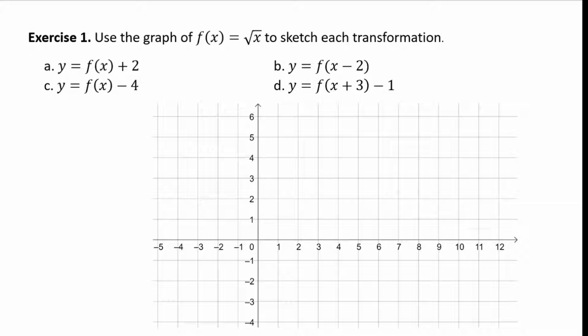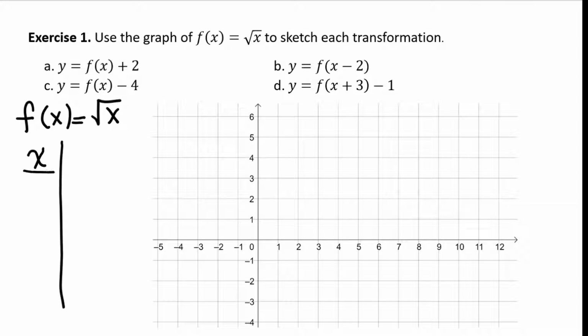Use the graph of f of x equals the square root of x to sketch each transformation. Let's begin this exercise by first getting the base graph, which is f of x equals the square root of x. Under an even root, your acceptable values have to be non-negative, so when I select my x choices to compute the corresponding y's, I'll start with 0, 1, and remember this is a square root function, so I'm going to pick 4 and 9.